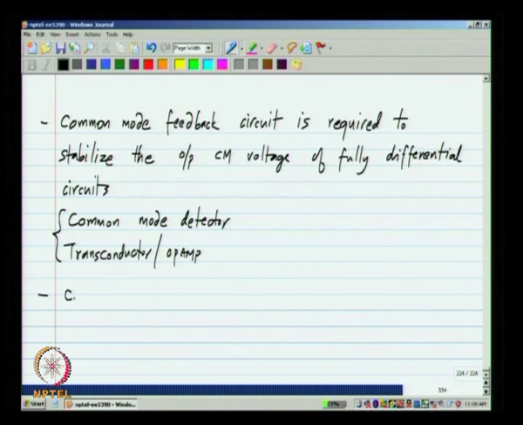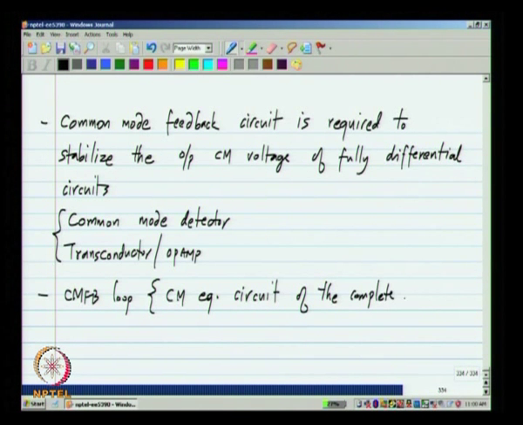Now, the common mode feedback loop, which basically is the common mode equivalent circuit of the complete op amp, must be stable, of course, like any other feedback loop. And here by stability we mean not only not oscillating, that is not merely having poles in the left half plane, but also limited amount of ringing and overshoot. So, the common mode equivalent circuit can be anything.